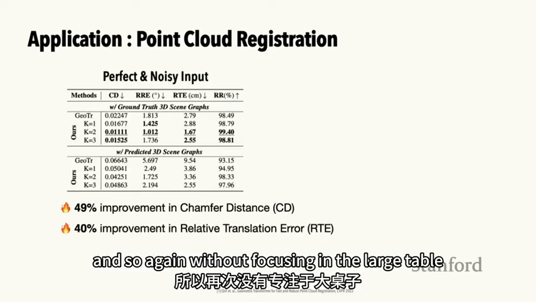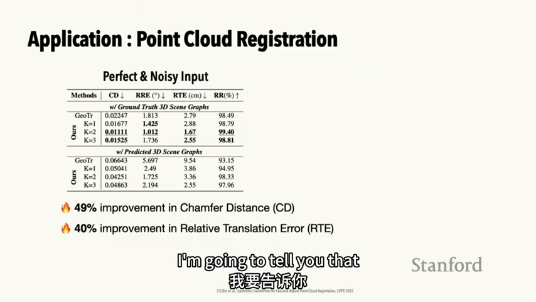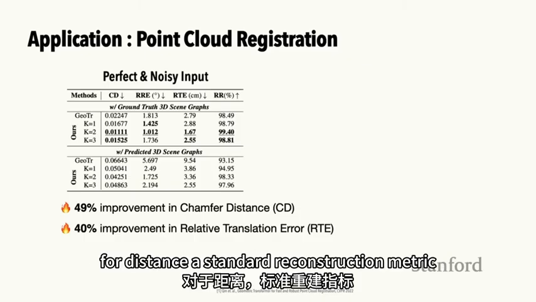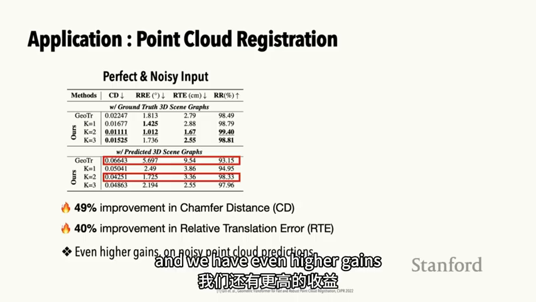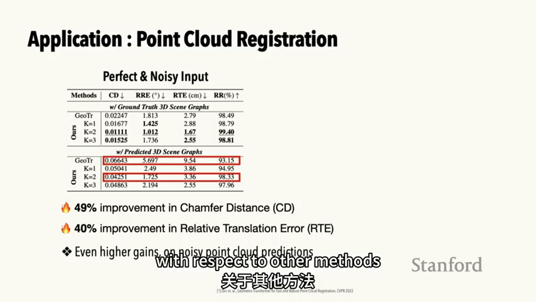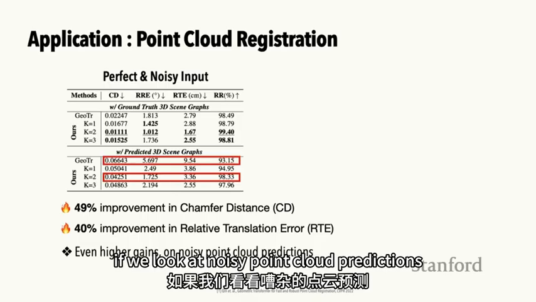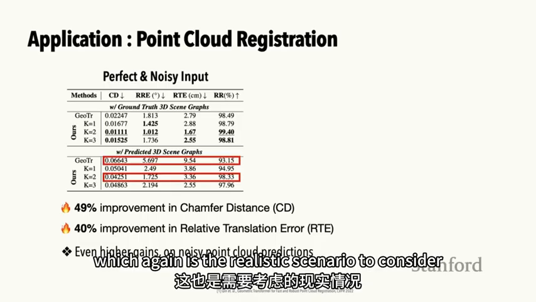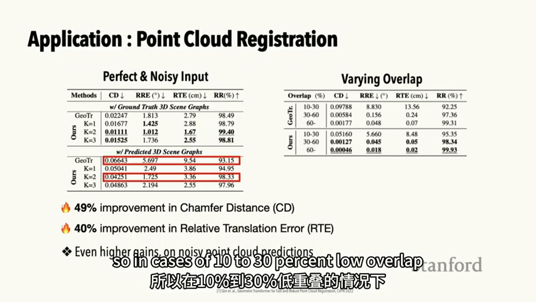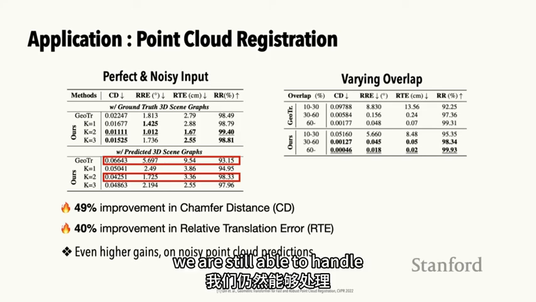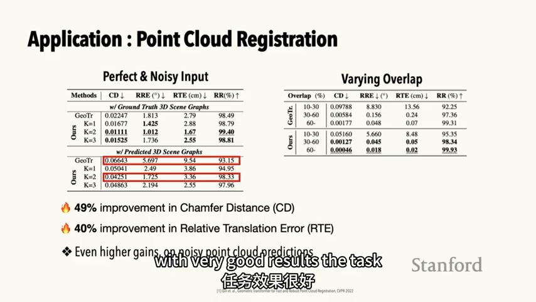And so again, without focusing on the large table, I'm going to tell you that we have 49% improvement in Chamfer distance, a standard registration metric, and about 40% improvement in relative translation error. And we have even higher gains with respect to other methods if we look at noisy point cloud predictions, which again is the realistic scenario to consider. Also in varying overlap, we're doing very well. In cases of 10 to 30% low overlap, we're still able to handle the task with very good results.